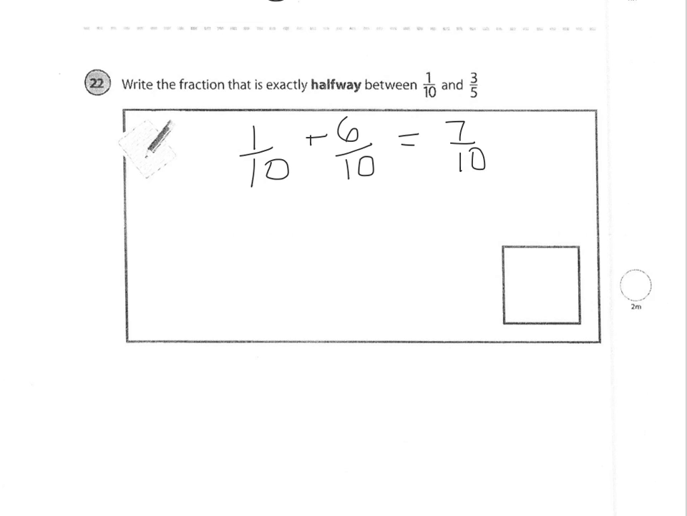7/10. Now, if I'm going to half that fraction, what I would need to do is actually make the denominator twice the size. So the answer is 7 out of 20.